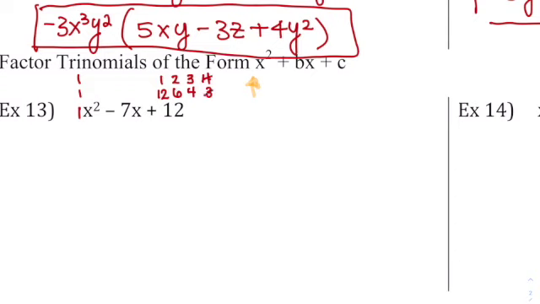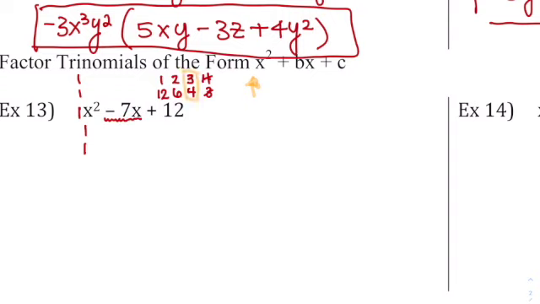You are going to put the 1 down here, 1 times 1. And then you are going to try to pick the two numbers that when you add them together work. For example, 1 plus 12 gives you 13. 2 plus 6 gives you 8. 3 plus 4, hey, there is a possibility of negative 7, this one.